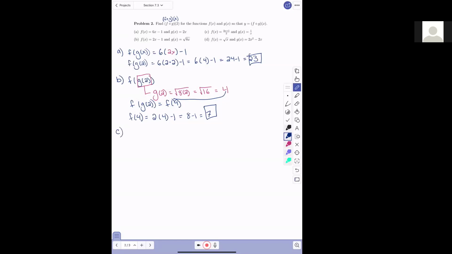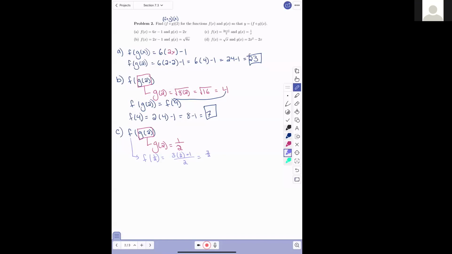Problem C. All right, we'll do problem C like I did part B. So if we have f of g of 2, let's go ahead and figure out what this g of 2 is. So g of 2 is equal to 1 over 2. Now we're going to find f of 1 over 2. And f of 1 over 2 is 3 times 1 over 2 plus 1 divided by 2, which is 3 over 2 plus 1 divided by 2.